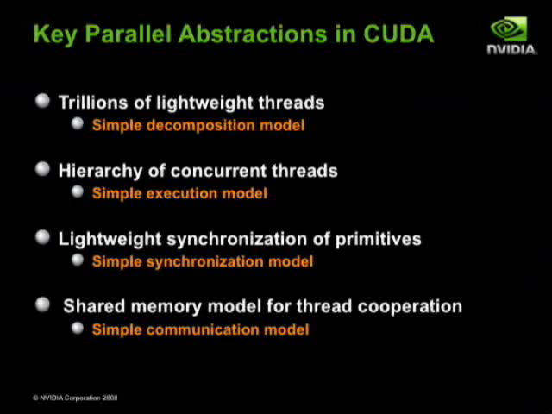CUDA has a simple 2-level hierarchy of concurrent threads. Threads are batched together in blocks, where the independence of thread blocks gives the hardware great flexibility in scheduling threads and results in excellent scaling using this simple execution model. Within a block, threads have the ability to cooperate. Threads within a block can synchronize through a lightweight barrier synchronization. Threads can also share data and thus global memory accesses through per-block shared memory. This thread cooperation within a block provides simple synchronization and communication models.